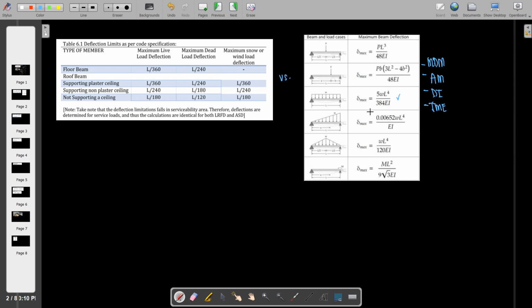So most of the time, a given deflection requirement is for a uniformly distributed load. So take note of this formula: 5WL raised to 4 over 384 EI. Okay, so W here is the uniformly distributed load. Okay, so let us try some examples here.